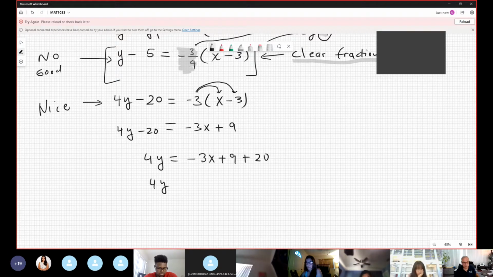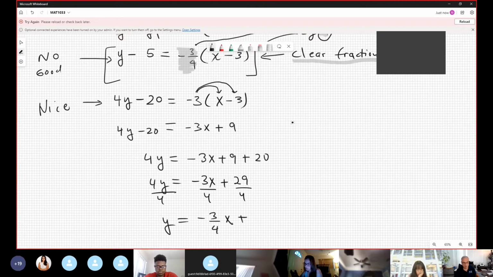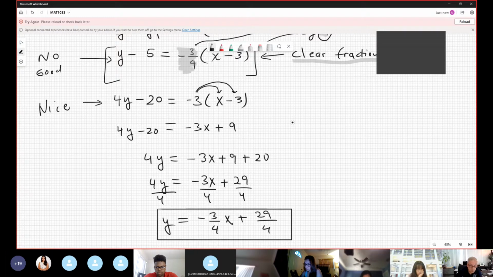Combine later. Minus 3x plus 29, and finally divided by 4. So my equation is minus 3 over 4 x plus 29 over 4. Now let me see, minus 3 over 4 x plus, is the option C.